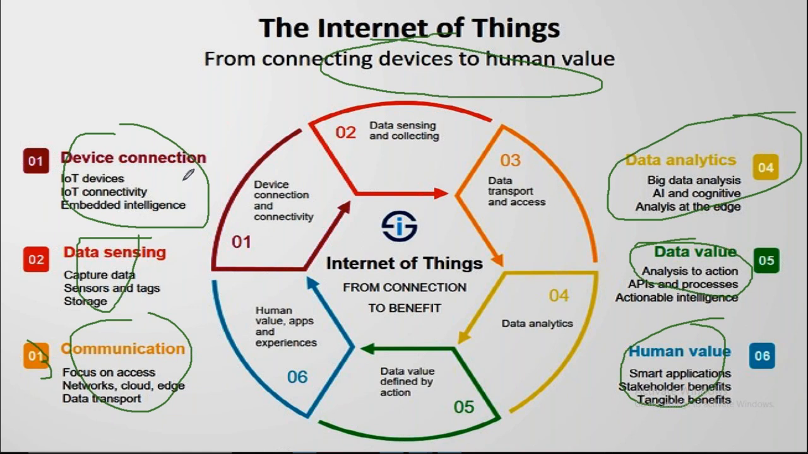You can embed intelligence also. Then the second point in the internet of things is the IoT procedure or process: data sensing. Once devices, sensors, actuators, and controllers are interconnected with some embedded intelligence, then capturing data takes place, with sensors and tags. Then you have to store the captured data, maybe with the help of the cloud or some storage devices. Usually nowadays the captured data is sent to the cloud. Then you have to communicate.